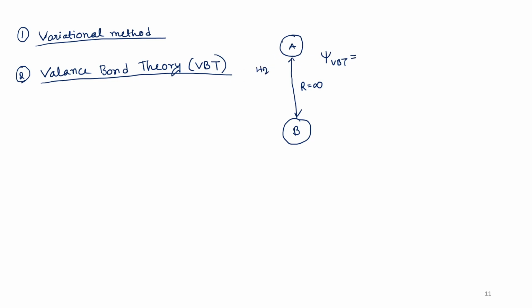Suppose we are doing it for H2, this is 1s A, this is 1s B. So you can write your function as 1s A of electron 1 and 1s B of electron 2, because they are far apart. But when they are close, like this, then your psi VBT becomes your Heitler-London equation.